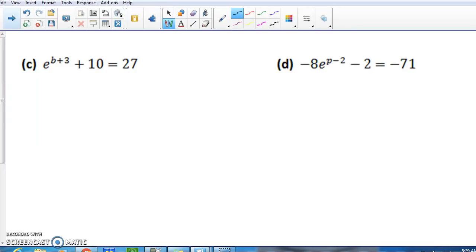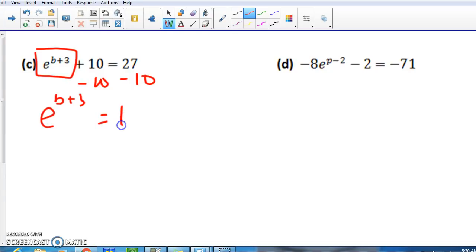This is what I mean. So if I look at the first one, if I look at C, the exponential part is e to the b plus 3. That means I need to get rid of that 10. So I'm going to subtract 10 from both sides. So I had e to the b plus 3 equals 17. Now, this is that idea that we talked about yesterday where we could log both sides. But the thing is, since we're dealing with base e, we don't want to log both sides. We want to ln both sides.